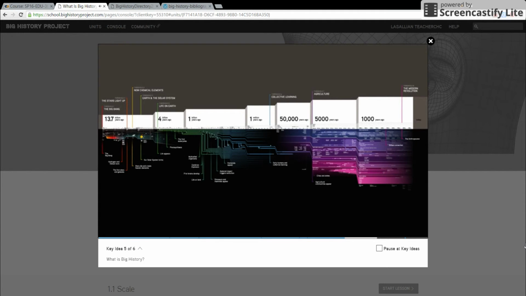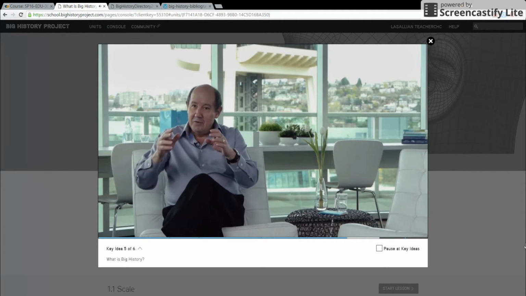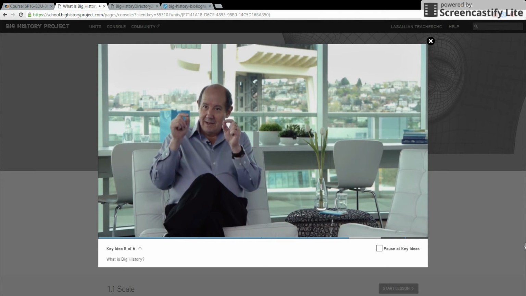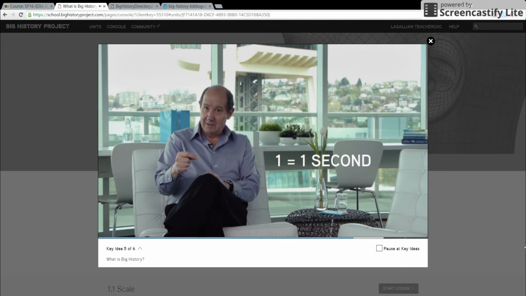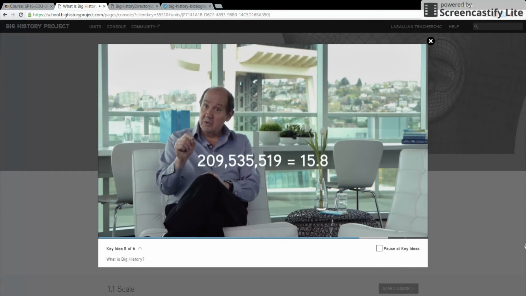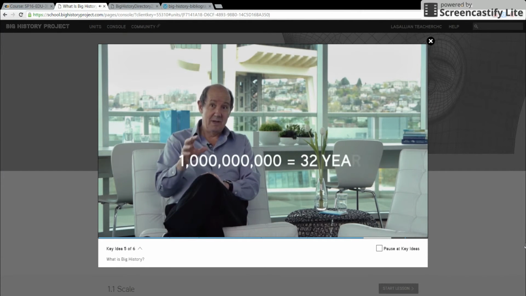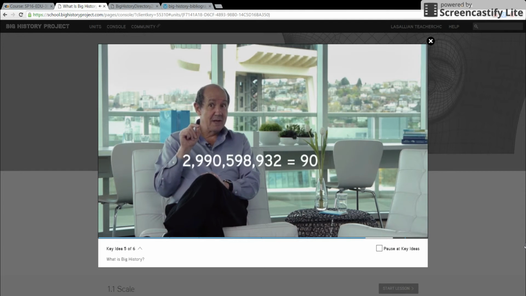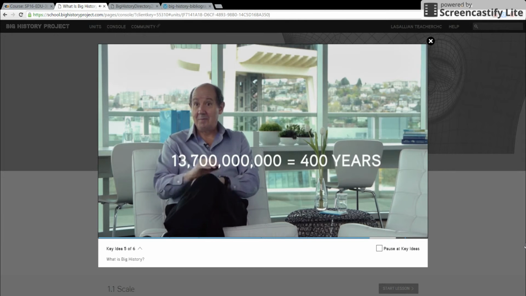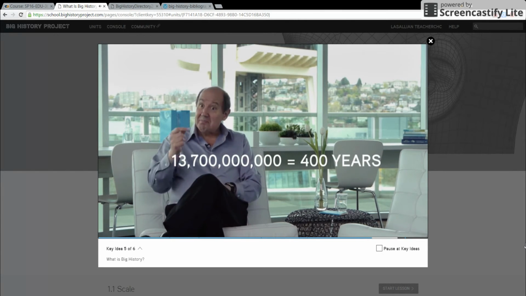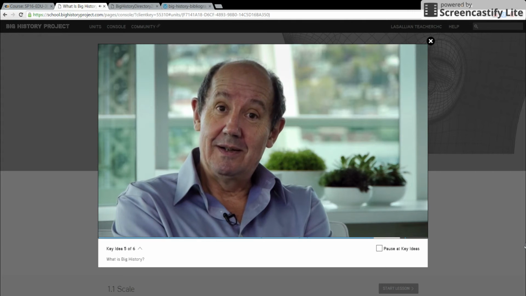Now let's just take time out to get your mind around that figure. If you were to count numbers, each number a second, and you counted up to 1 million, how long would it take you? Well, the answer is it would take you about 11 and a half days. If you were to count to 1 billion, it would take you 1,000 times as long, which is about 32 years. And if you were to count to 13.7 billion, it would take you over 400 years. Now, that's a huge story, but that's the story we're going to tell in this course.